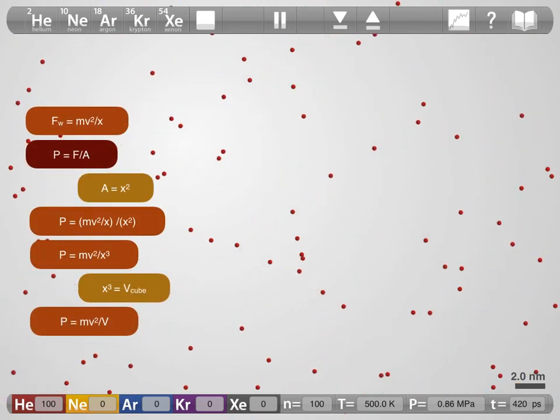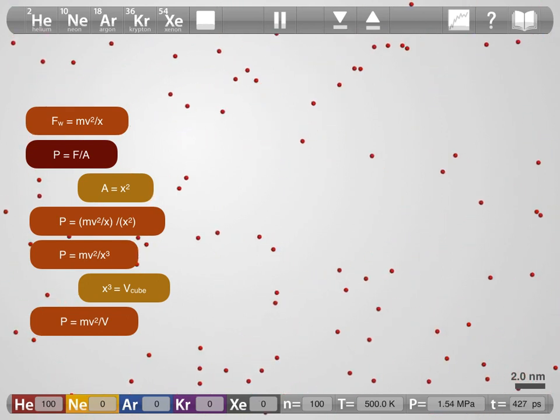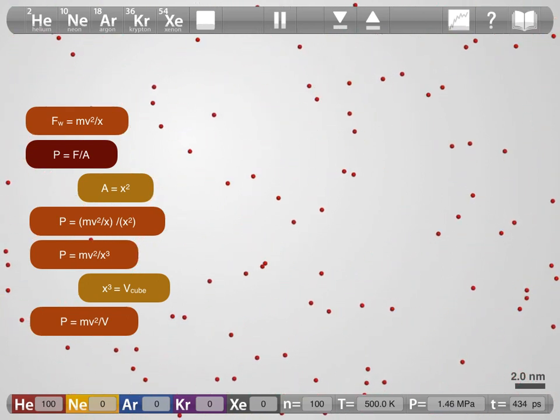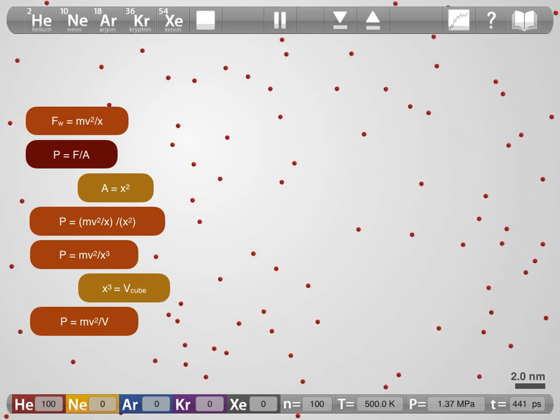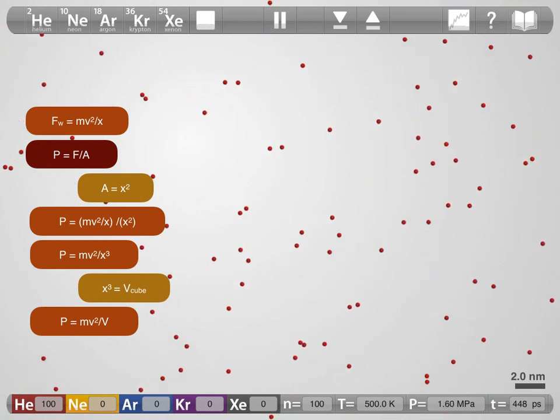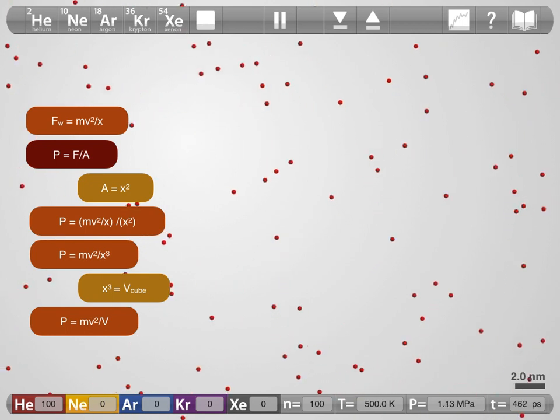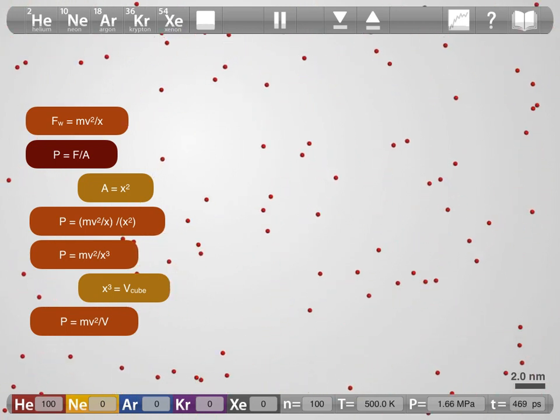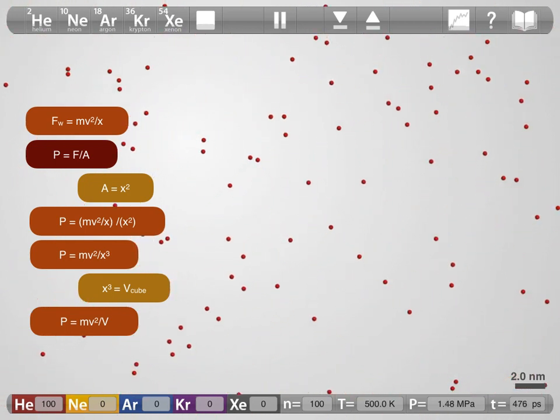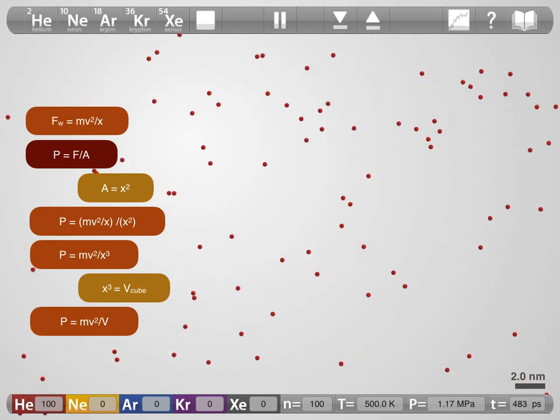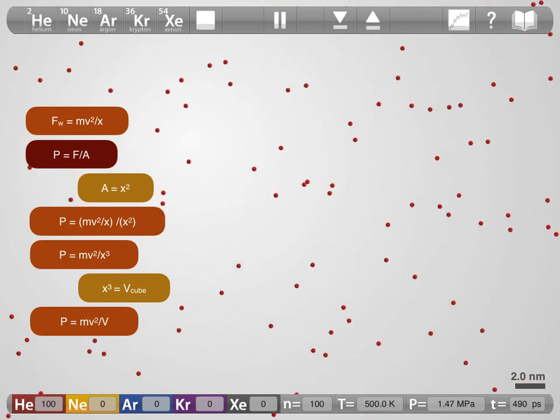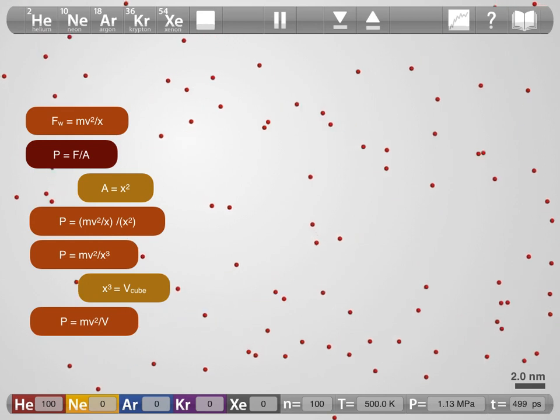Since pressure is equal to force over an area, and since the area of our container is x squared, substituting and simplifying, pressure is equal to mass times velocity squared over x cubed. Since the volume of our container is equal to x cubed, pressure is equal to mass times velocity squared over volume.